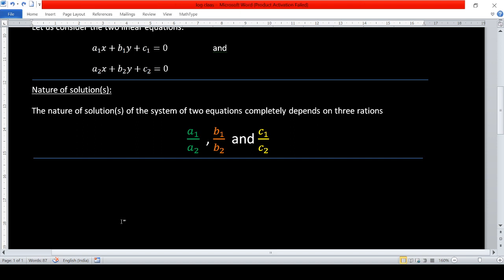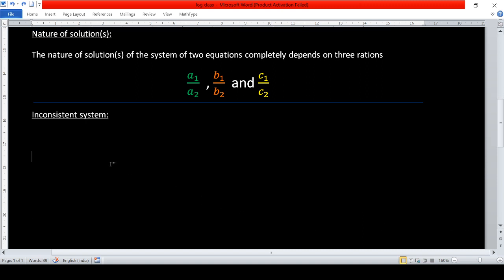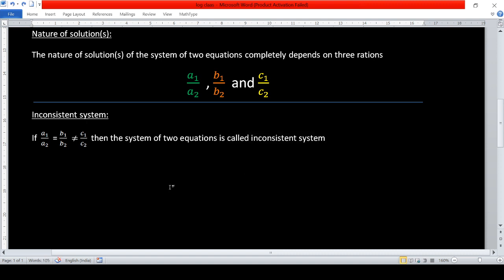I'm going to define one word here called inconsistent system. Mathematically or algebraically we'll talk about an inconsistent system. If the relation between the ratios is a1 by a2 equal to b1 by b2 not equal to c1 by c2, then the system of two equations is called an inconsistent system.